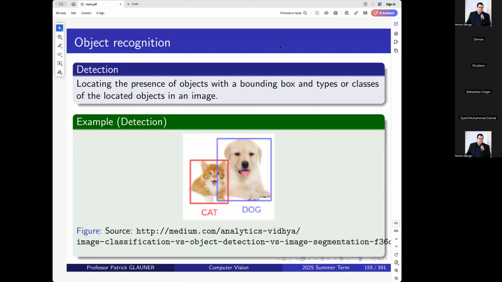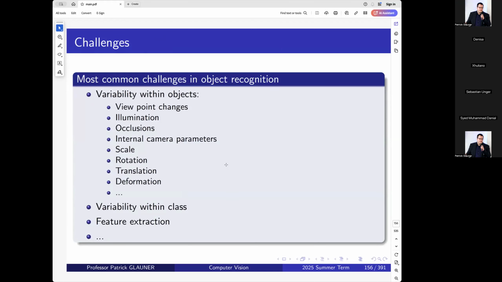Just be aware that all of this is increasingly more complex, and the detection task, as we define it, is obviously way more complex than the classification task, because the classification task is on the whole image, while with detection we do localization, and then we try to classify what's in the bounding box. That's detection. Now we'll come back to the more general term object recognition.